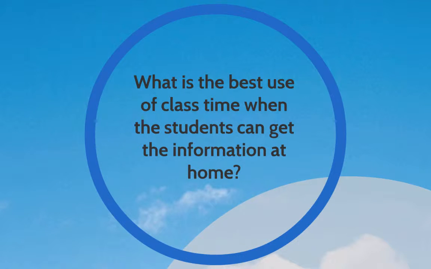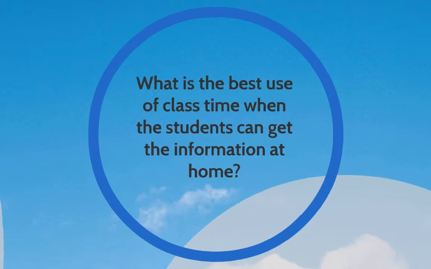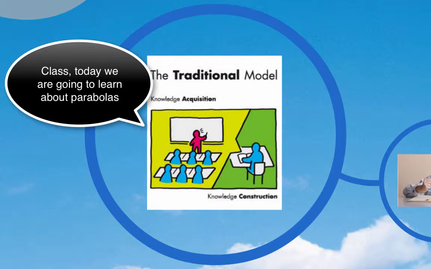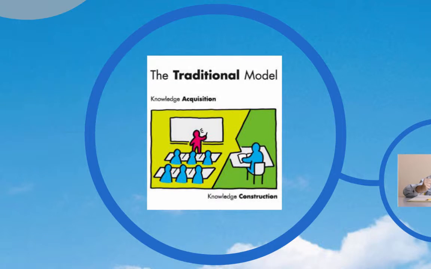What was the best use of class time when students could get the information quite easily at home on the internet? You see, in the traditional model, students come to class for knowledge acquisition. Traditionally, the teacher spends the majority of the lesson delivering new content to the students, and then the students go away and practice this work, make connections with that knowledge, and apply that knowledge in their own time as homework.